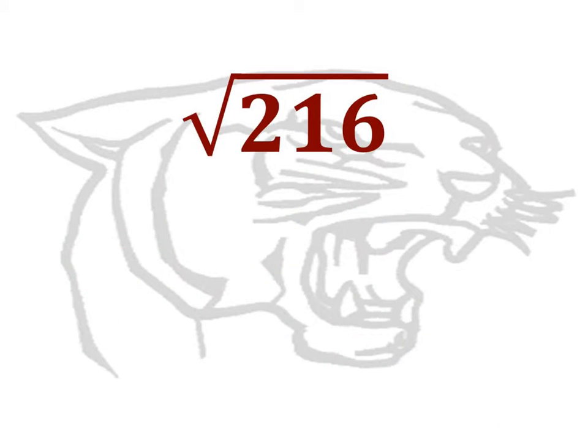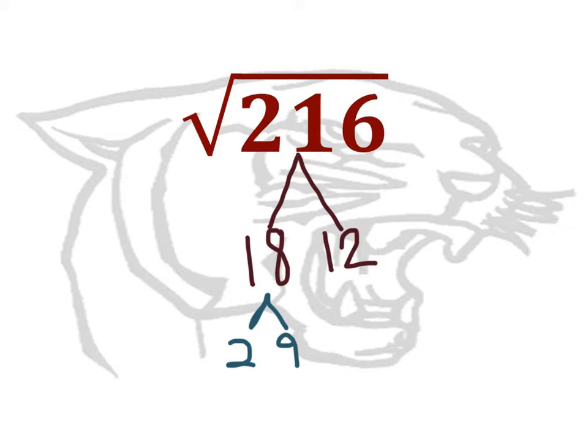Examples. The first one is 216. Again, we can look at our multiplication chart or factors chart and find that 18 times 12 equals 216. There may be a few other ones, but we'll work with 18 and 12. And I look and see, what are my factors of 18? We know 2 and 9. And what are my factors of 12? 3 and 4.